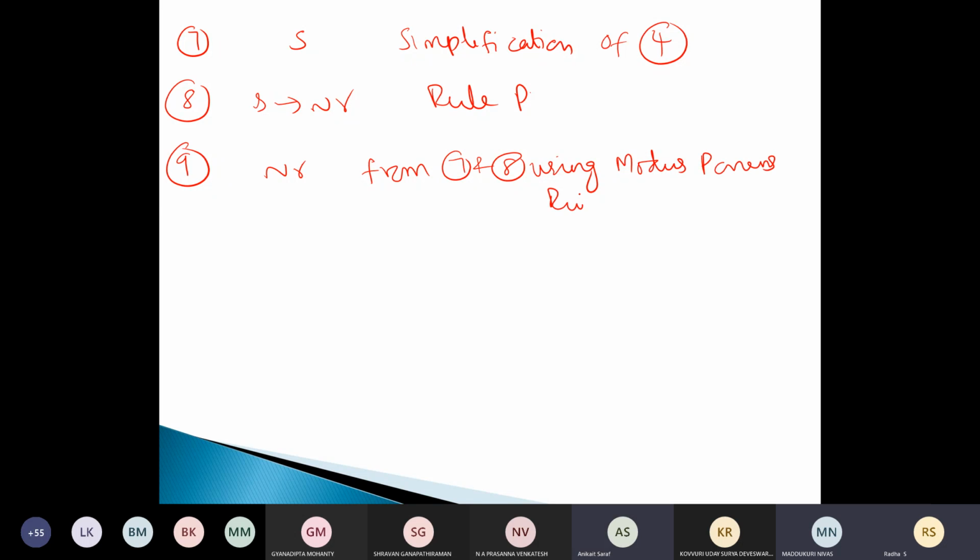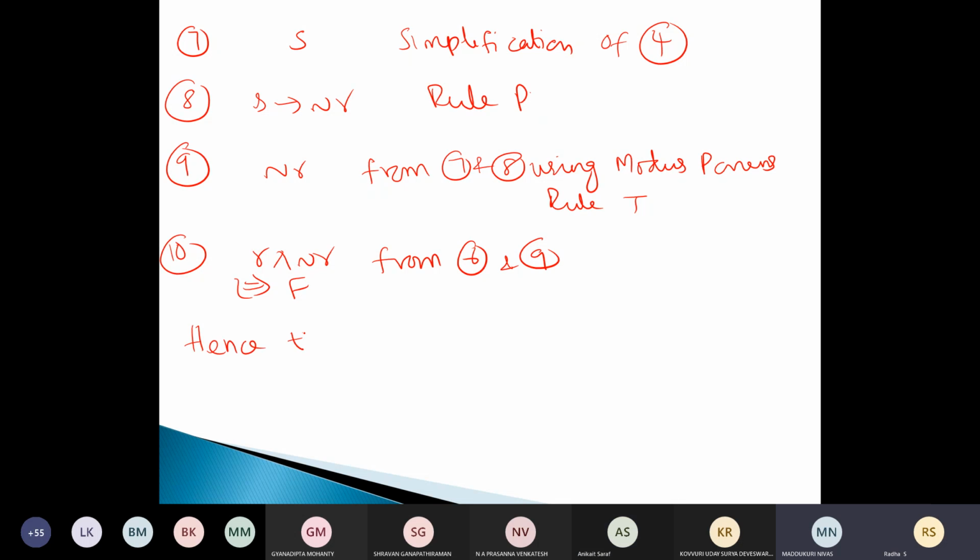So rule T. I think we have already arrived at a contradiction. In 9 you have not R, in 6 you have R. R and not R from 6 and 9. Here you have to write false, which is a contradiction. It cannot come together. A statement is true and it is also not true. You cannot say both together. So R and not R is false from 6 and 9. Hence, the given set of premises is inconsistent.